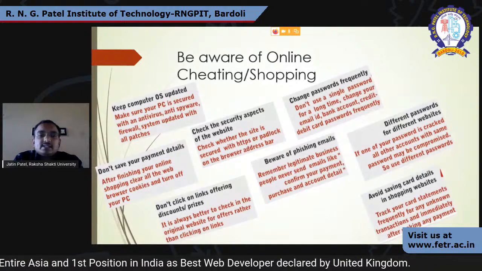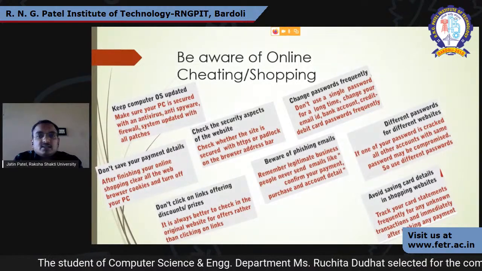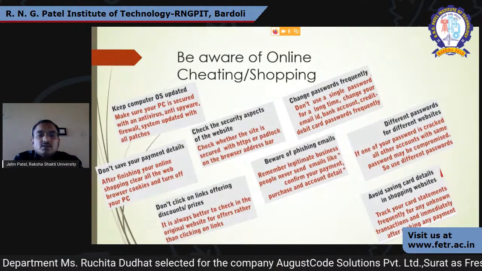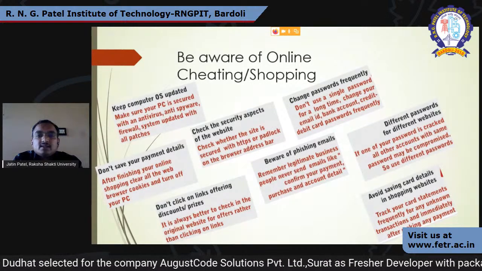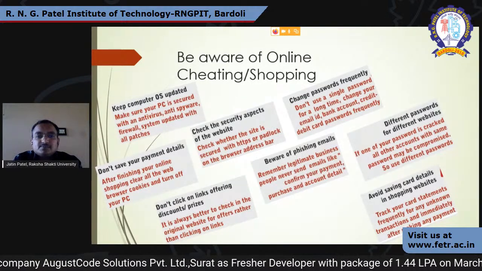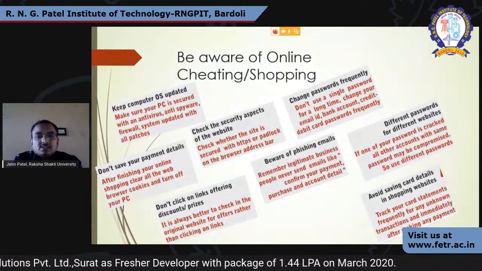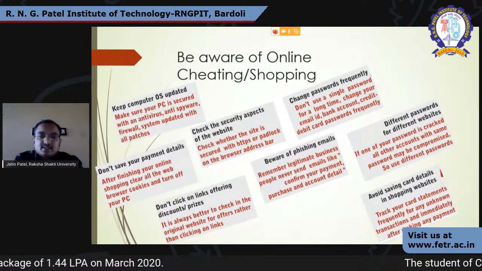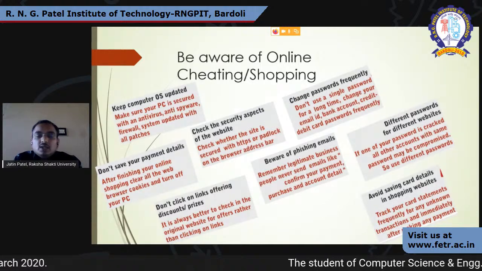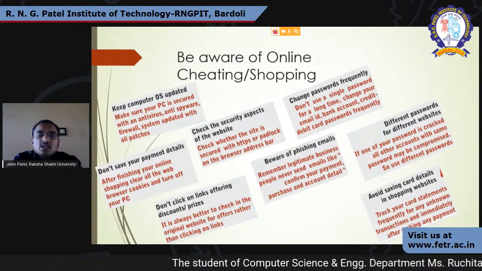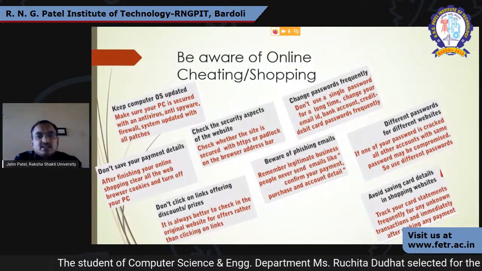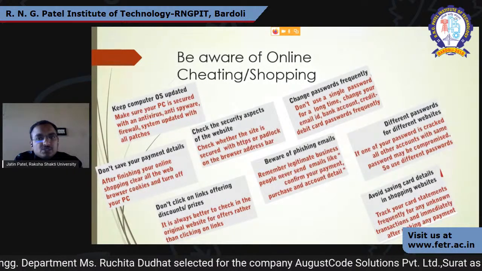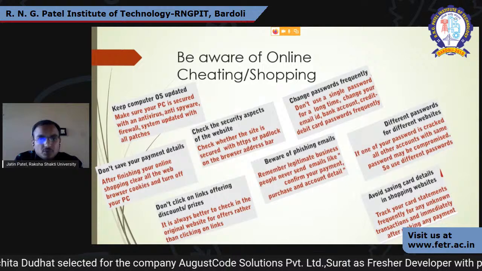Second thing, check the security aspect of the website. Whenever we are searching any particular website, we need to check two things on the URL. First, that is the padlock, and second is HTTPS. As students of computer engineering, we know the difference between HTTP and HTTPS. HTTPS is a secure protocol. And the padlock means that once we are transferring our bank details or anything, that is going to be transferred in encrypted mode.